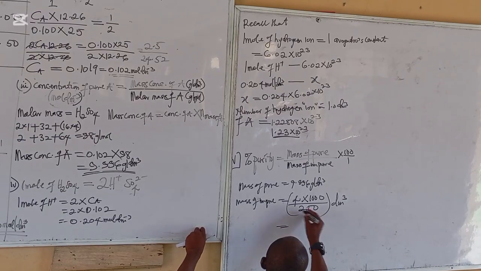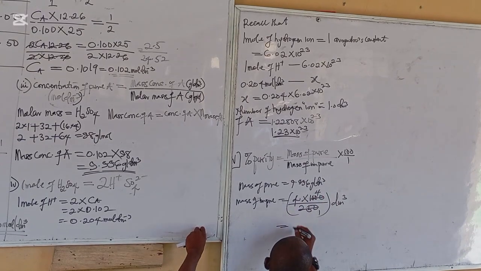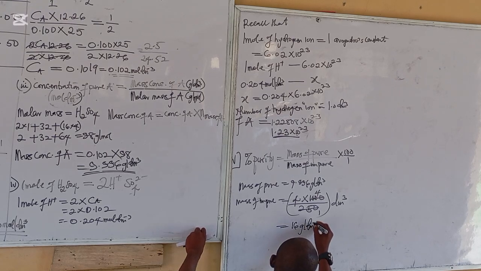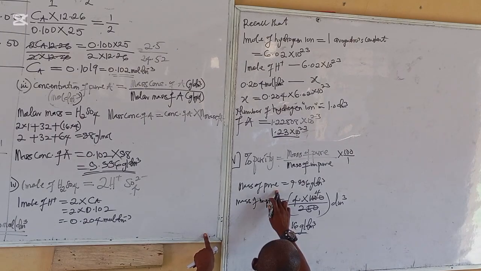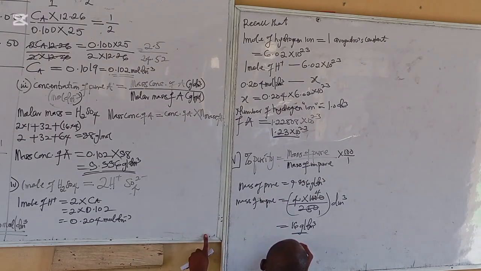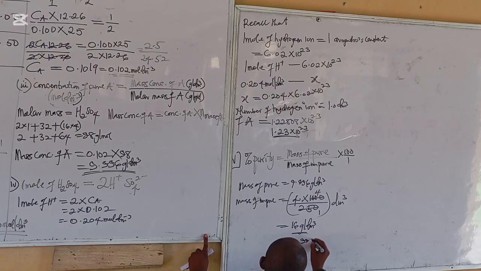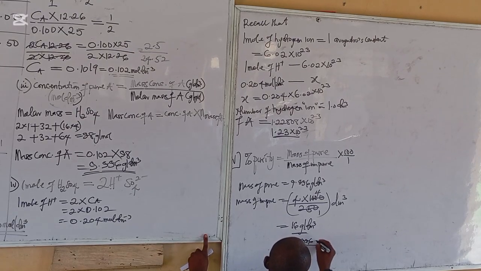Therefore, this one is going to give us 16 gram per dm cube. This is the mass of impure. Therefore, you have 9.996 over 16 multiplied by 100 over 1.